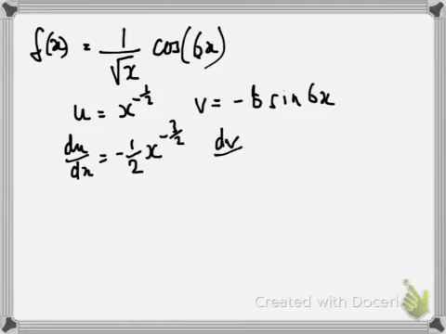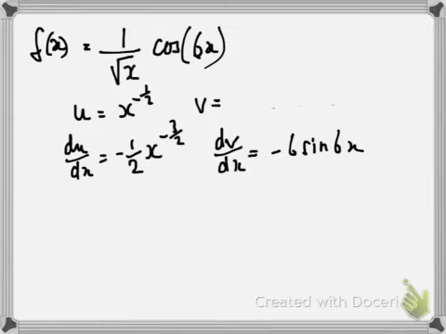dv dx equals, oops, sorry, I mucked up there. I got the derivative first. Let's see, sorry. That's the derivative. And that's the original cosine 6x.